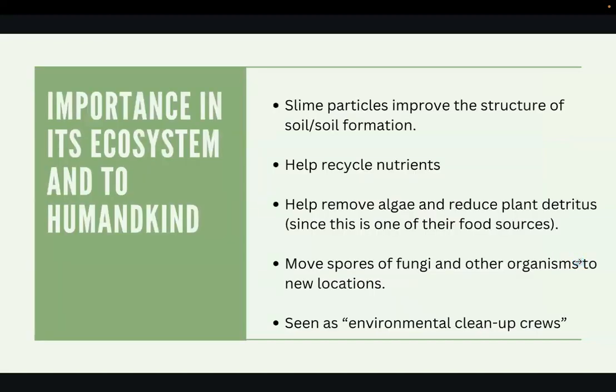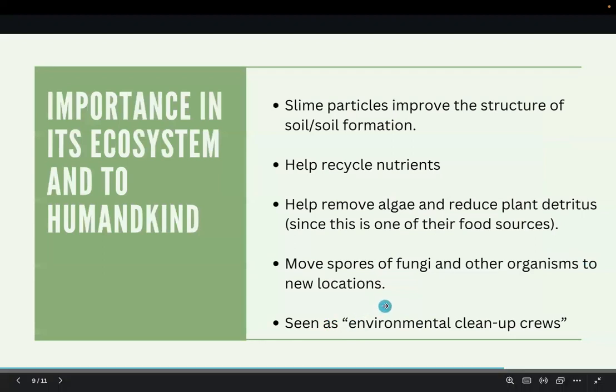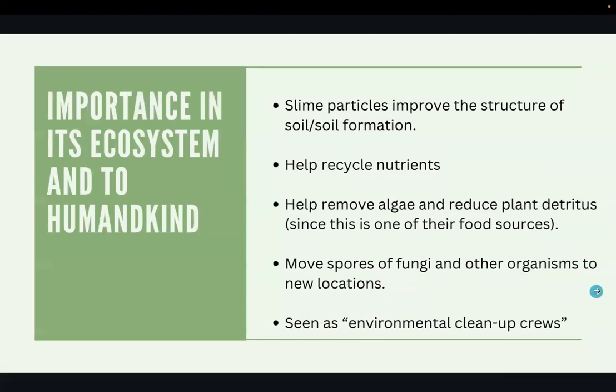So the importance of snails in their ecosystem and to humankind is that slime particles improve the structure of soil and aid soil formation. They also help recycle nutrients, and they help remove algae and reduce plant detritus. And as mentioned, they do eat algae, so doing this is very beneficial for the ecosystem. And they also move spores of fungi and other organisms to new locations. And overall, snails are seen as environmental cleanup crews.